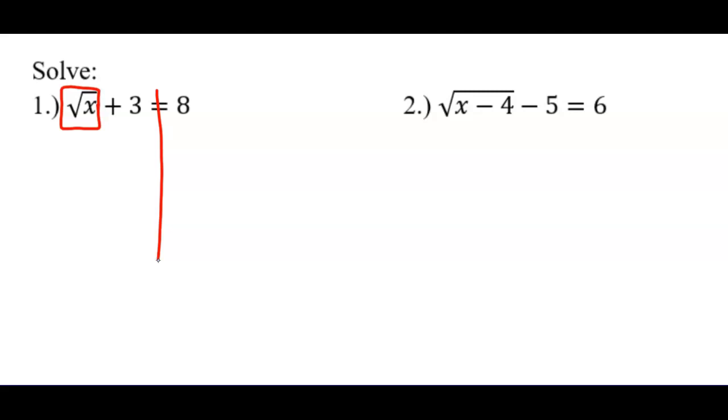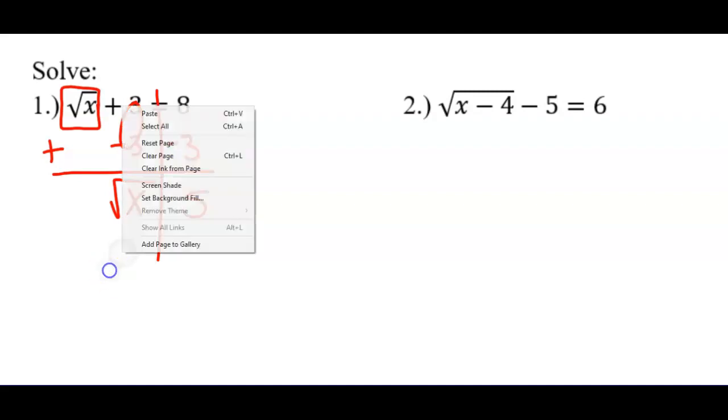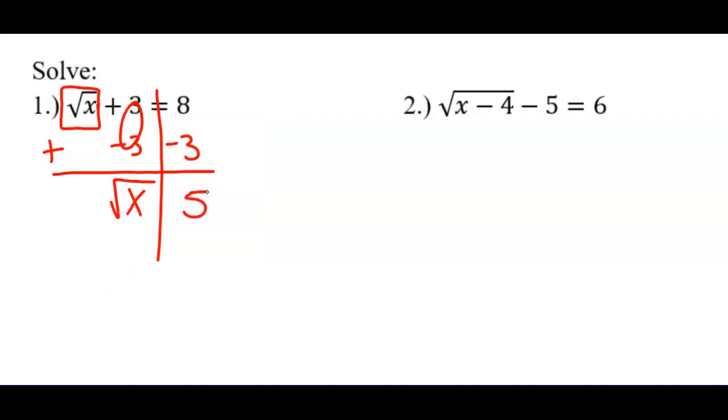What am I going to add to this positive 3? I'm going to add a negative 3 to both sides of my equation. Remember, that's always an addition step. I'm just adding either a positive number or a negative number. This will zero out, so what do I have left on this side? The square root of x. 8 minus 3 is 5. Now my second step: do I have the radical all by itself? I do. I just have radical x all by itself.